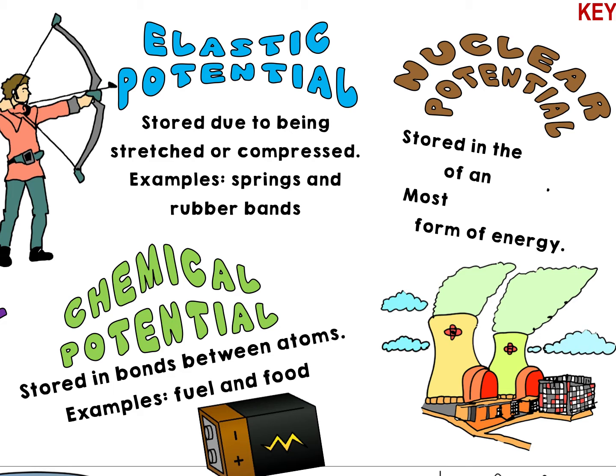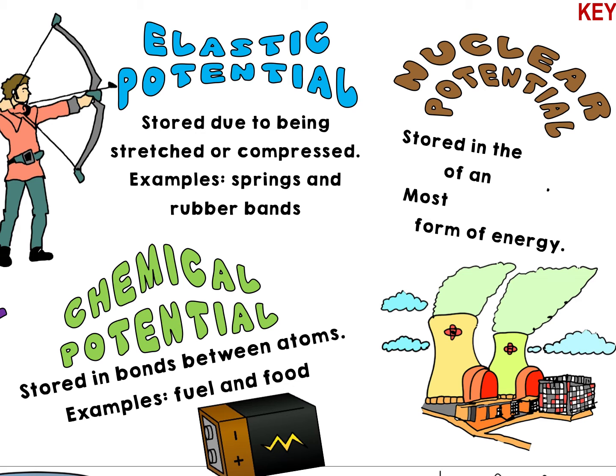The third type is chemical potential. Chemical potential is stored in bonds between atoms. For example, if you look at fuel, such as gasoline, it has a lot of energy. That's why when you burn gasoline in your car, the car can move.